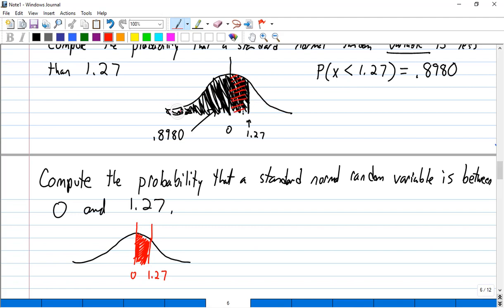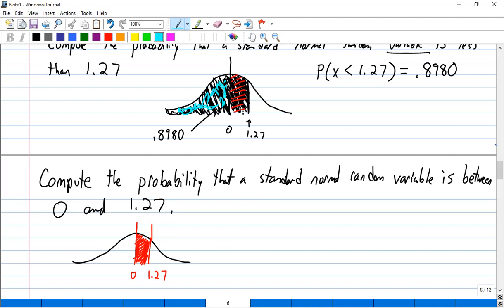So if I know the area all the way up to that point, what will I need to subtract out to get the area between those two? I'll just need to subtract all of this out, right? If I can subtract all of this stuff out, then I'll have the area between 0 and 1.27.